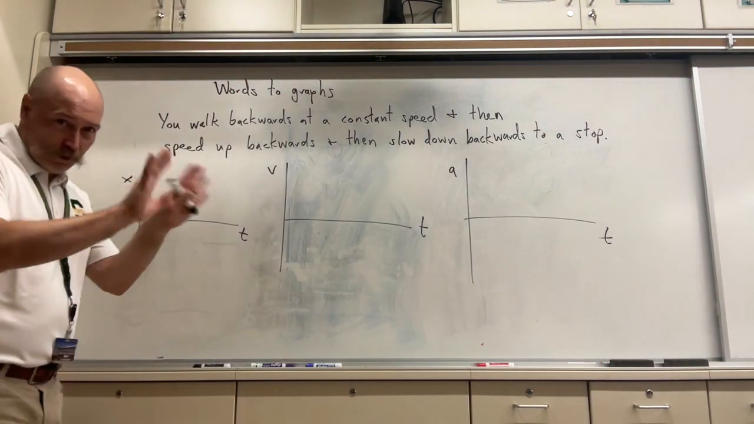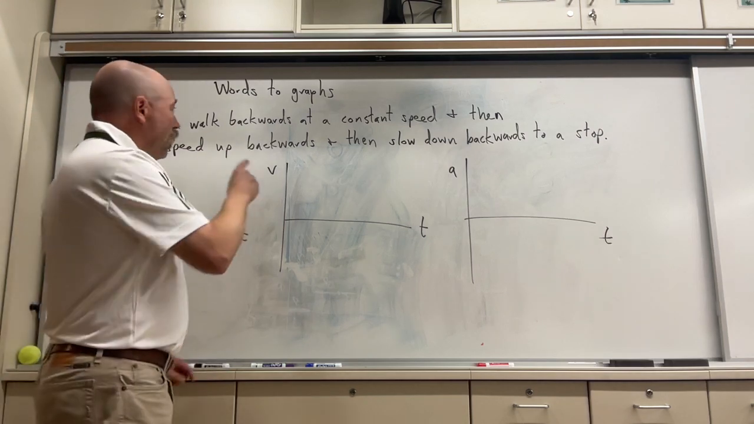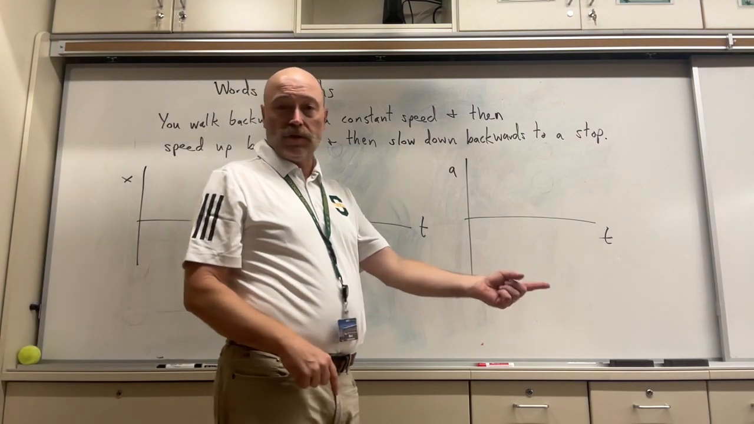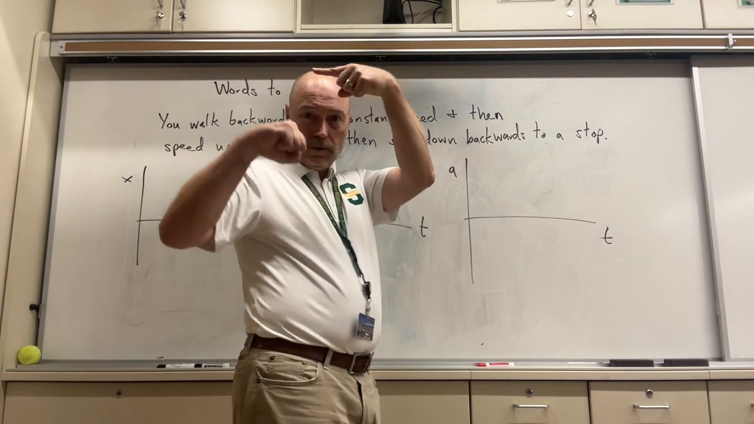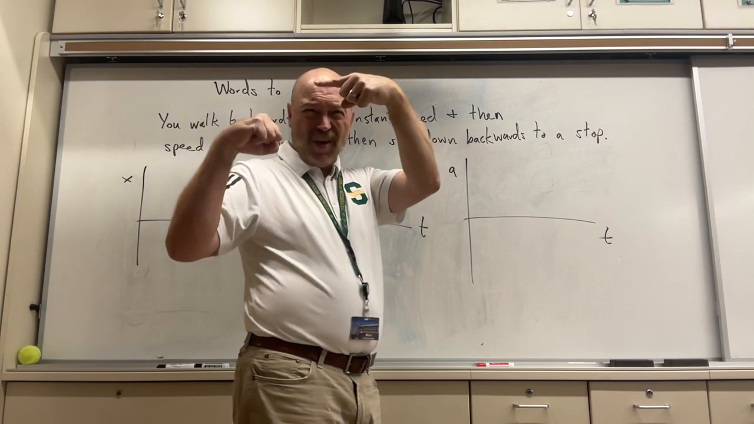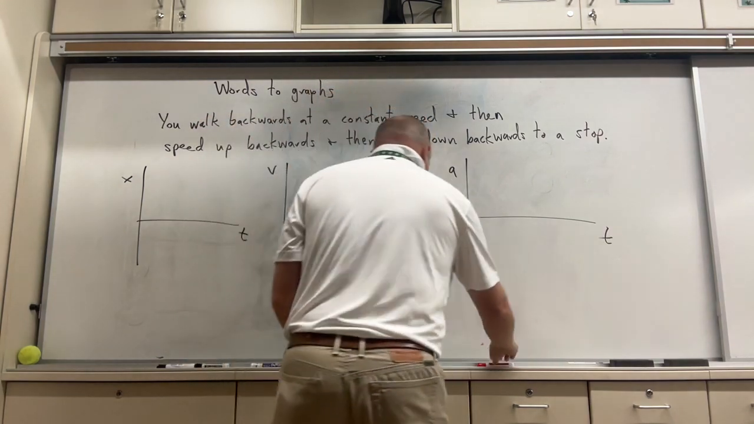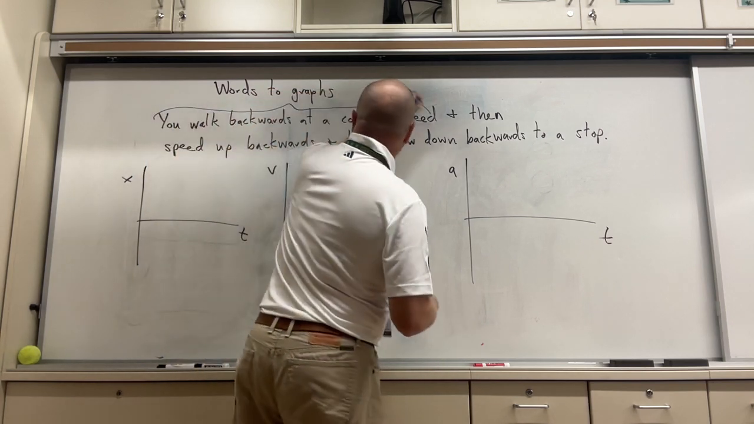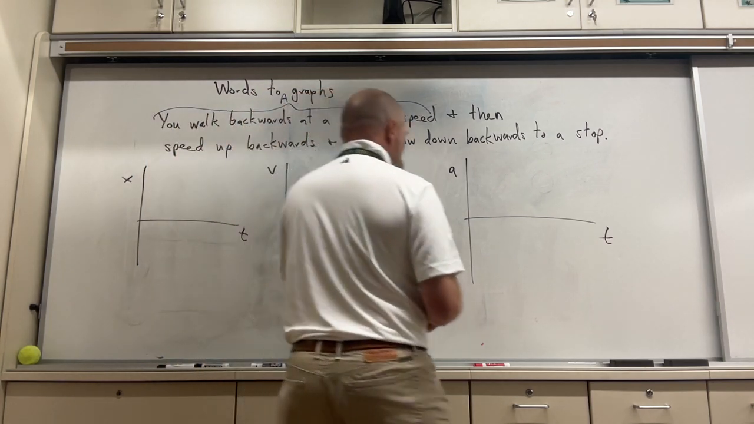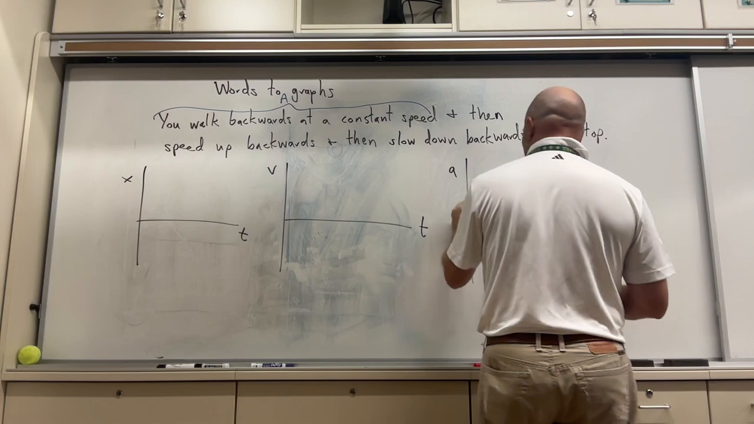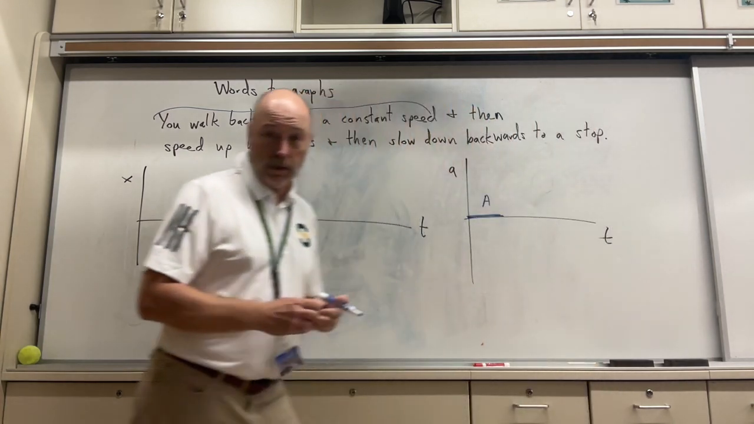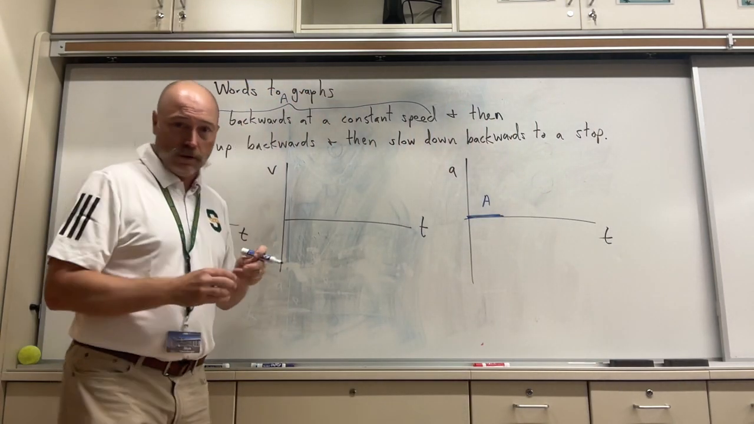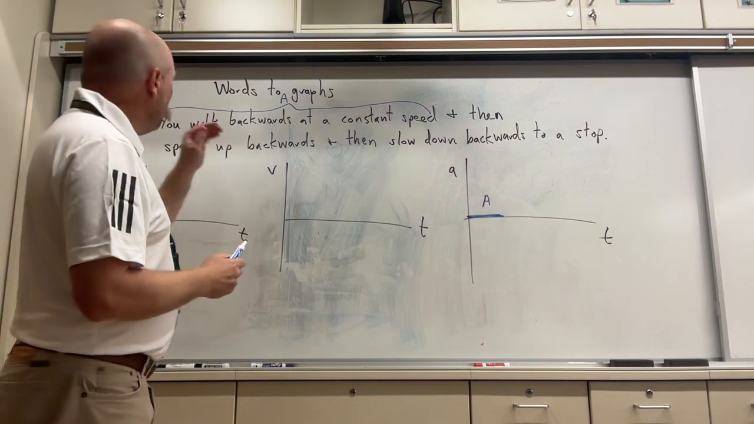So let's use our fingers. You walk backwards at a constant speed. So ready? We're gonna do the start. Backwards, no accelerating. Is everybody with me there okay? Oh, so I have to show that first part. So I'm gonna call this part A. So I have no acceleration for part A. Okay, backwards, no acceleration. Is that everybody okay?